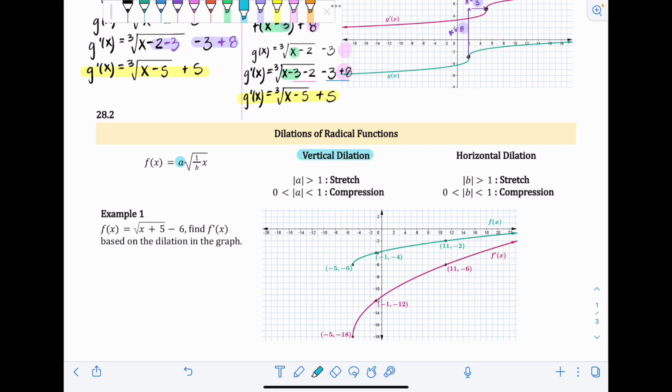If the absolute value of a is greater than 1, it would be a stretch. If it's between 0 and 1, it would be a compression. We use absolute value because if it's a negative a, that would involve some sort of reflection, and we'll talk about that later on in this section.